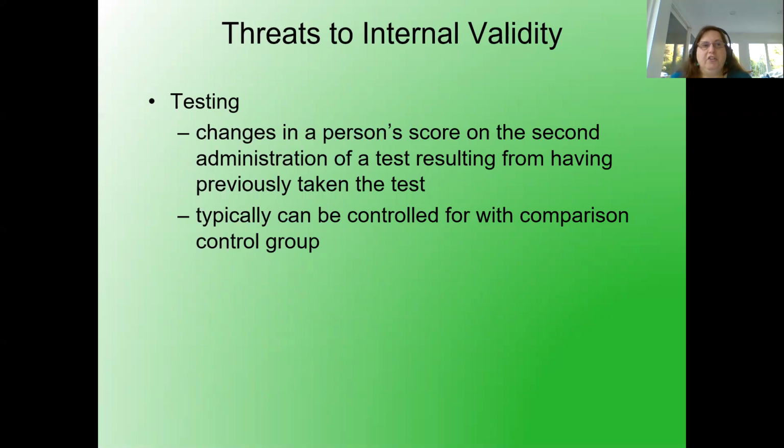Changes in a person's score on the second administration of a test resulting from previously taking the test, right? Seeing a test more than once influences answers. And also, depending on what kind of test or instrument we're talking about, practice effects, right? If this is a cognitive test and it has similar items or even a similar approach, we learn from that and we get practice, and therefore the second time we're going to have that effect. This is another one we can typically control for with a comparison group.